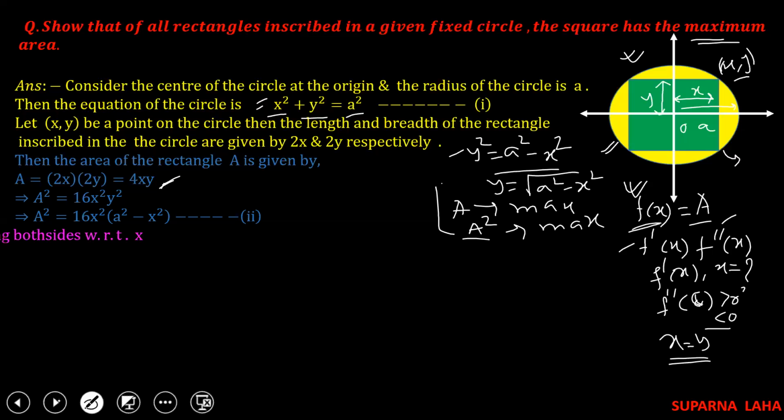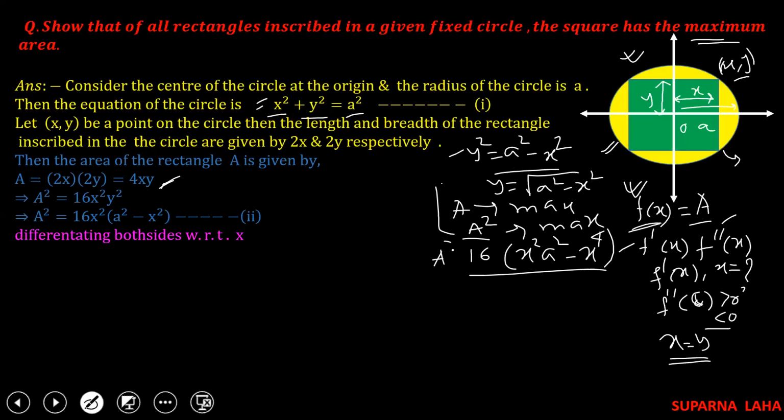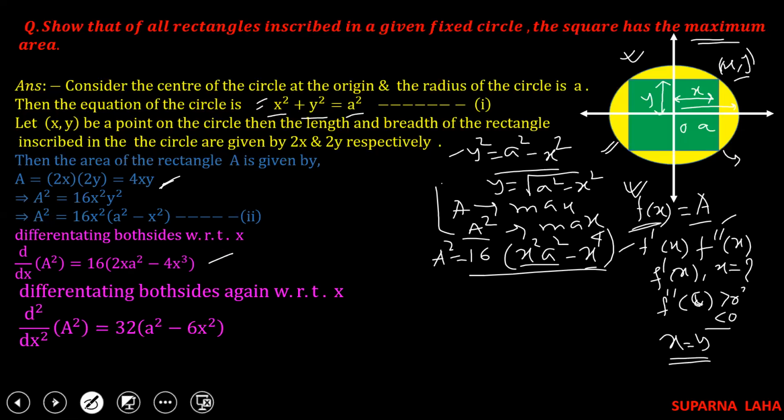So let's find the first derivative for A square. So this value I can write 16 into x square a square minus x to the power 4. So differentiate the function. This is A square. So if we differentiate this first time, that means 16 into x square a square is 2x a square and x to the power 4 is 4x cube. Again differentiate it, you will find this value is 32 into a square minus 6x square. So here is the first derivative and the second derivative.